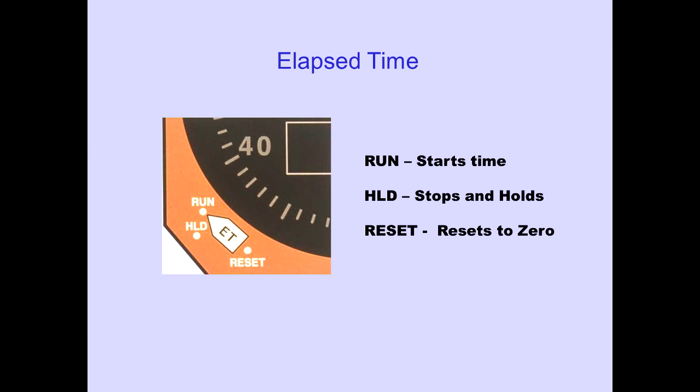Elapsed time is controlled by the elapsed time switch. The run position starts the elapsed time display. The hold position stops and holds the elapsed time. And the reset position resets the elapsed time display to 0.